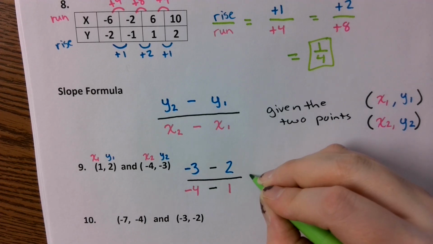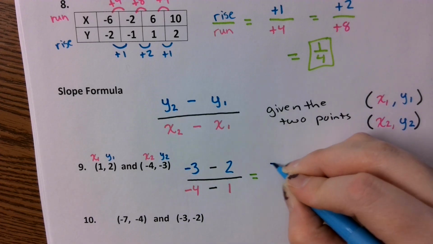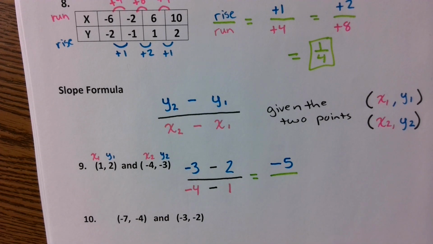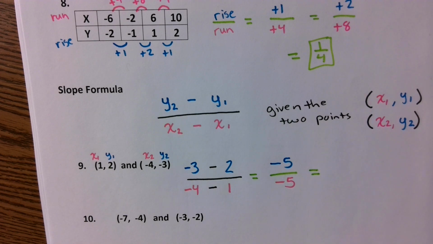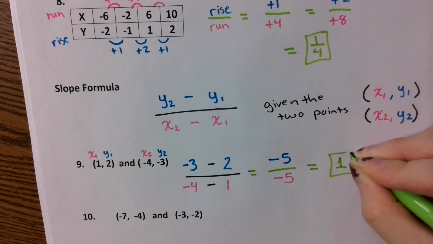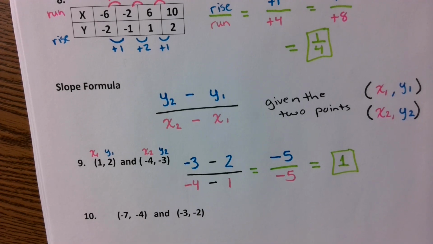Okay. Once you go through and you start subtracting, you're going to wind up getting a -5 at the top for your numerator, and you're also going to get a -5 at the bottom for your denominator. And then you simplify. What's a -5 over a -5 going to be? +1. Good. So our slope is a +1. Okay? Negative over a negative is a positive. 5 divided by 5 is 1. Okay, go ahead and do problem number 10.